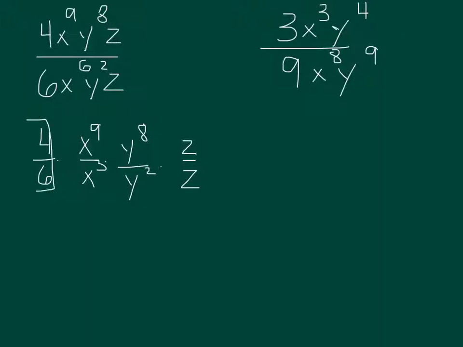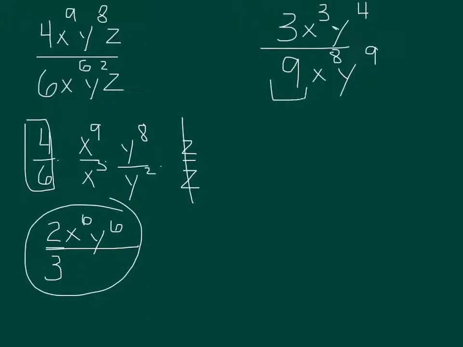Do not do subtraction here. This is 4/6. Simplify this the way you would regularly simplify numbers. 4/6 is the same as 2/3. I have 6 x's left on top. 8 minus 2, I have 6 y's left on top. And since there's one z to the first on bottom and one z to the first on top, these end up just canceling each other out. So my final answer has no z's in it.